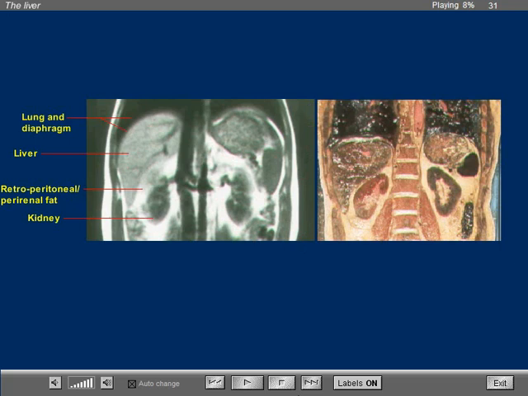In this coronal MR section, one can see the bright signal of the perirenal fat and the black signal of the air in the right lung. So note that radiologically we can easily study enlargements of the right lobe of the liver by the fat below it and the air above it.